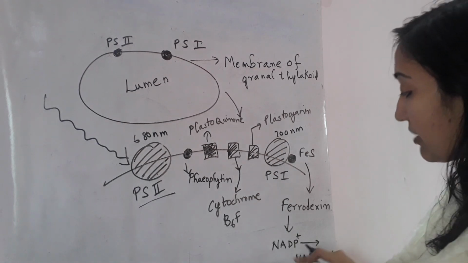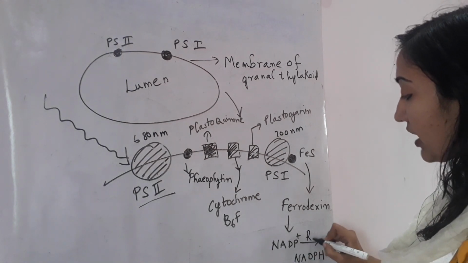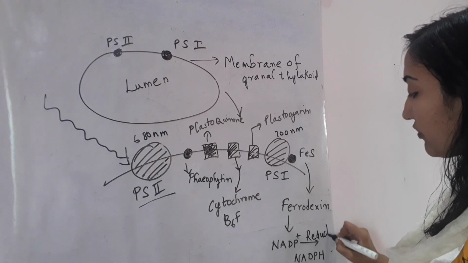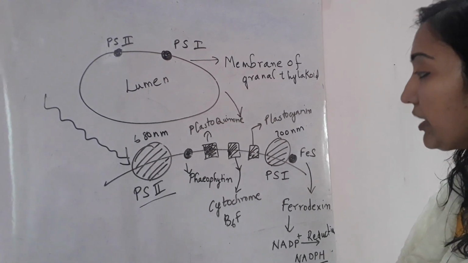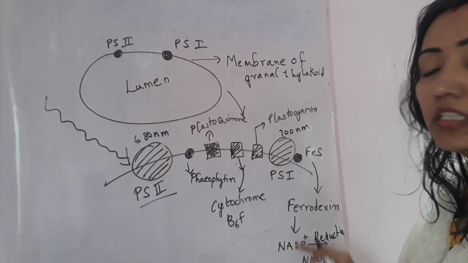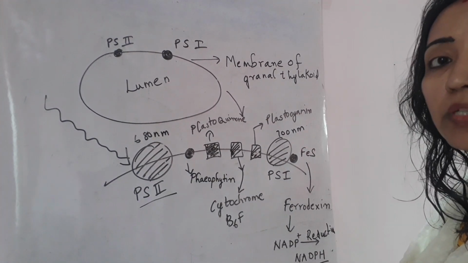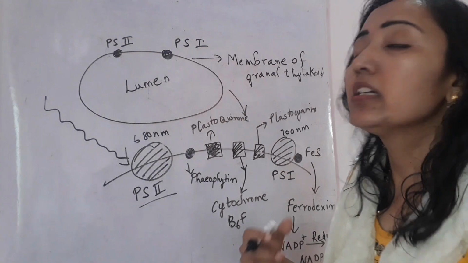NADP+ accepts the electron, and this is known as a reduction reaction, and it forms NADPH. And NADPH is formed in the stroma. Once again we will study.